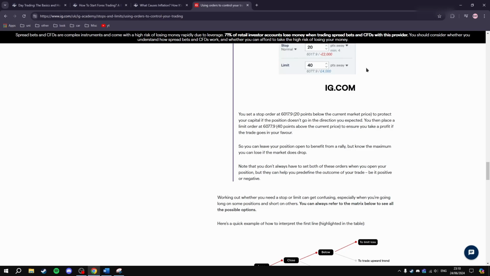So we're using a risk to reward ratio of 1 to 2, because you're risking 20 points for 40 points, and if you simplify that, that's 1 to 2. So you can leave your position open to benefit from a rally, but know the maximum you can lose if the market does drop. Note that you don't always have to set both of these orders when you open your position, but they can help you predefine the outcome of your trade, be it positive or negative.